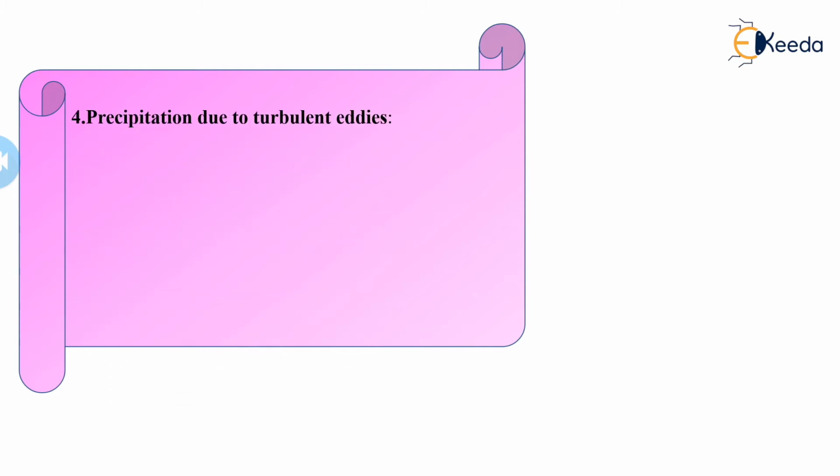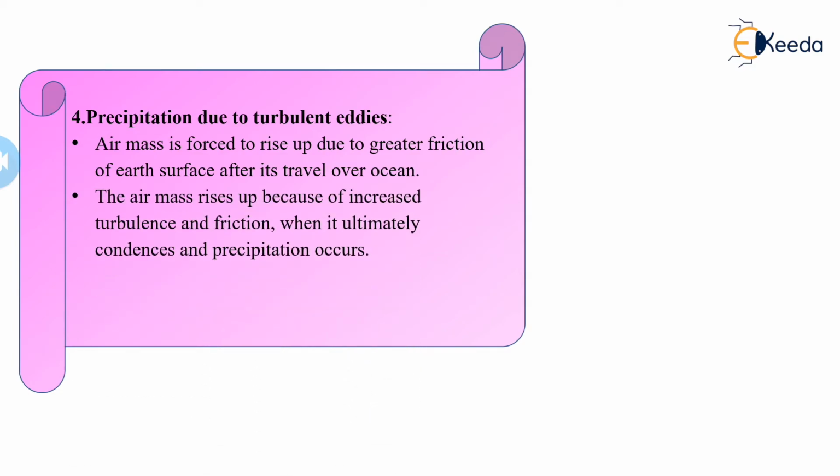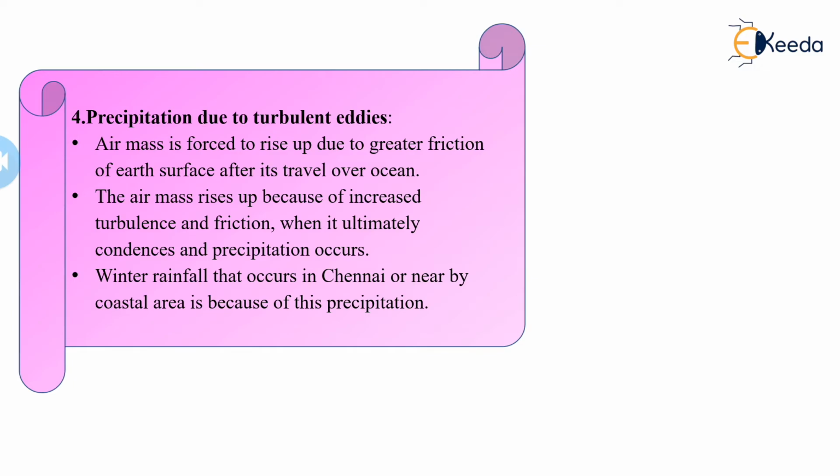The last type is precipitation due to turbulent eddies. This generally happens because of the forceful lifting of air masses because of the greater friction between the earth surface and the air masses. Because of this greater friction, these masses rise up, ultimately condense, and precipitation occurs. The rainfall which occurs in winter, generally in Chennai or nearby coastal areas, is because of this type of precipitation.